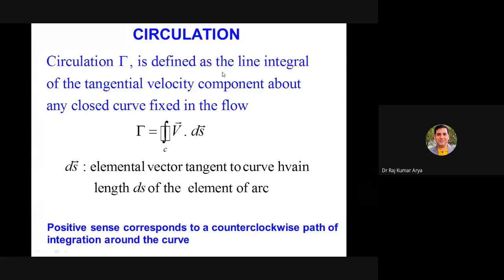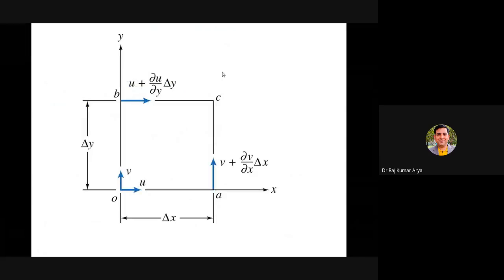Let's see how it can be used. So if you have, let's say, this is your fluid element here. At point O, you have considered, let's say, the x component of velocity is u, and the y component of velocity is v.